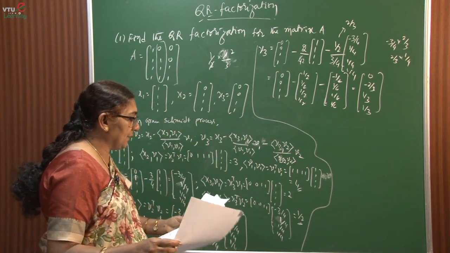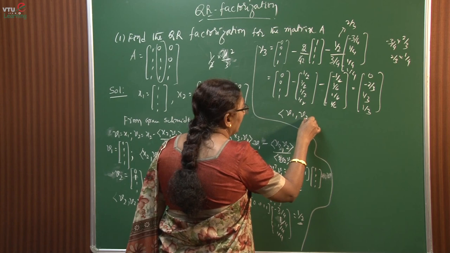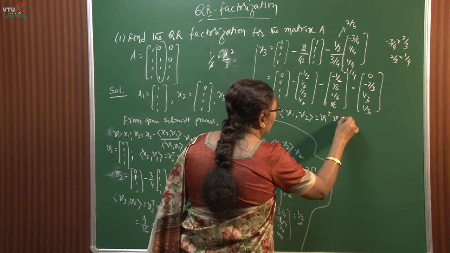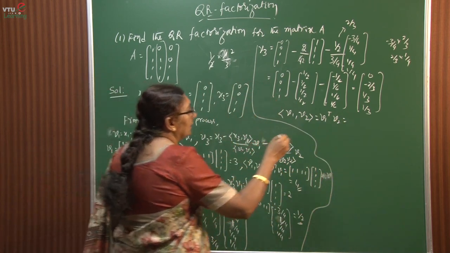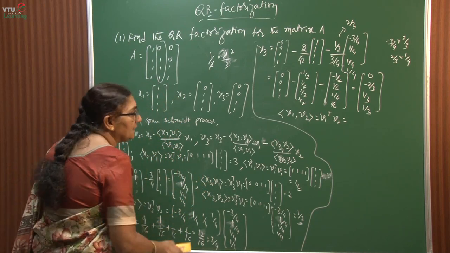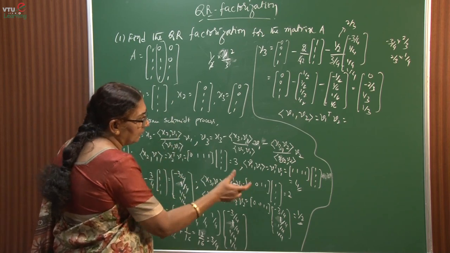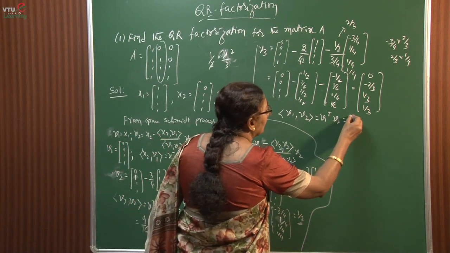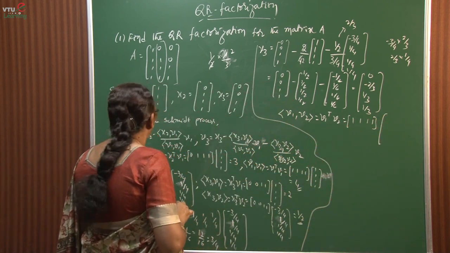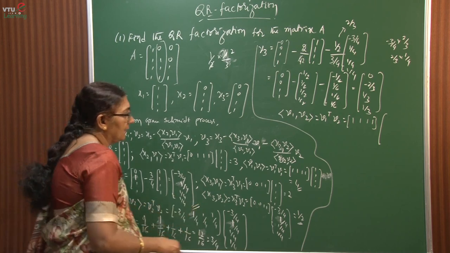Next, we have to normalize. Before going to normalize, first you find out the inner product value. The inner product of V1 comma V2 is nothing but V1 transpose of V2. What is V1? Just now we calculated. Once we get V1, V2, V3, I'll move to the next step. I'll do it neatly on the board. Otherwise, first you do it here only. What is V1? 1, 1, 1, 1, into what is V2? Just now we calculated V2. V2 is nothing but this.